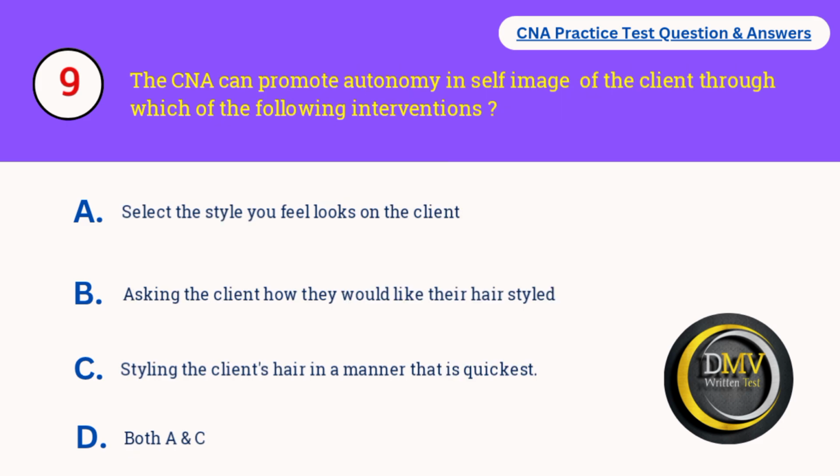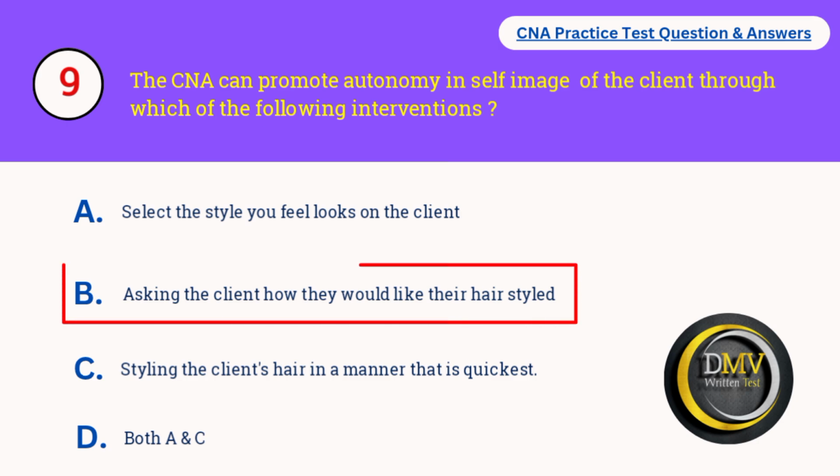Question 9. The CNA can promote autonomy and self-image of the client through which of the following interventions? A. Select the style you feel looks best on the client. B. Asking the client how they would like their hair styled. C. Styling the client's hair in a manner that is quickest. D. Both A and C. Correct answer. B. Asking the client how they would like their hair styled.